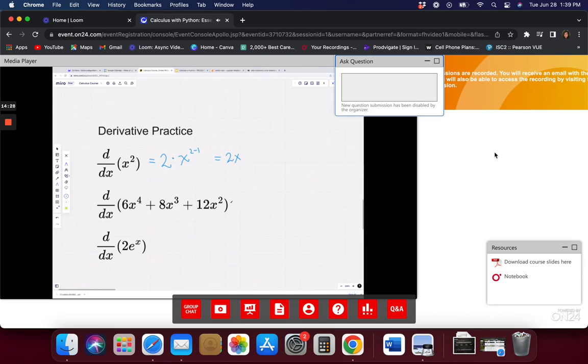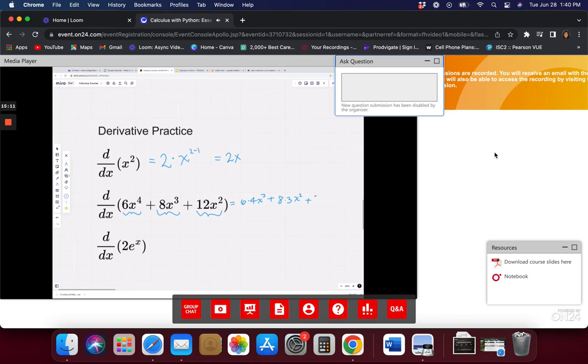For this one, we just have to apply a series of different operations. This uses the constant multiple rule and the sum difference rule. First we can tackle this term. We keep the 6 as is, move the 4 out front, and then take x to the 4 minus 1, which is 3. Then we add this to the derivative of the next term. We keep the 8 as is, so it's 8 times 3 times x to the 3 minus 1, which is 2. And then we once again add it to the derivative of the next term.